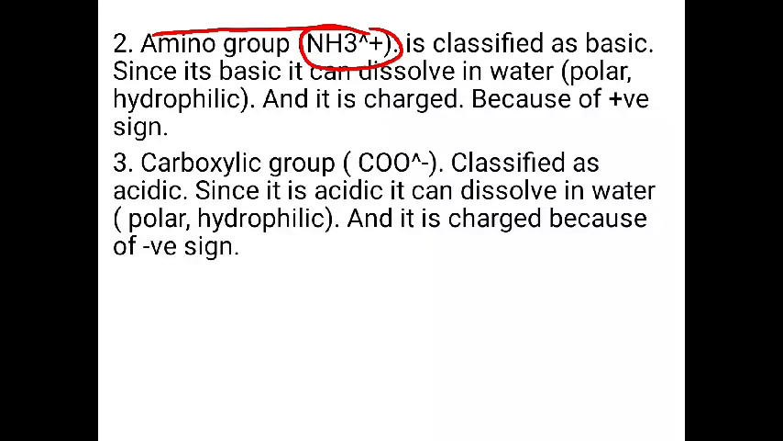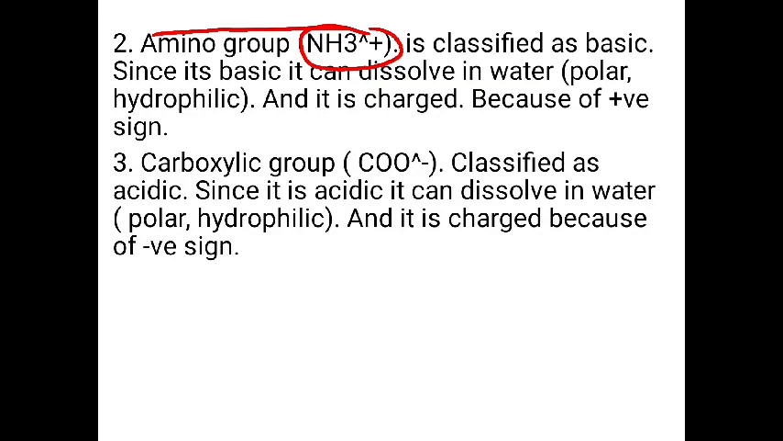So remember, knowing the structure of the amino acid is very important for you to classify the type of amino acid, because all you need to do is look at the side chain and classify, because the side chain has the functional group, and that functional group tells where that amino acid is classified. For example, like this one, since it is positively charged, it is basic. Since this is basic, it can dissolve in water.